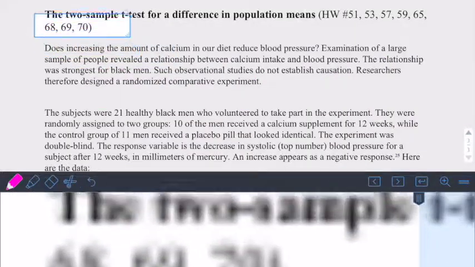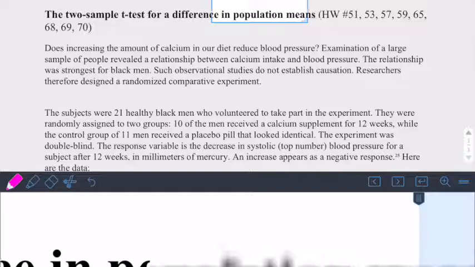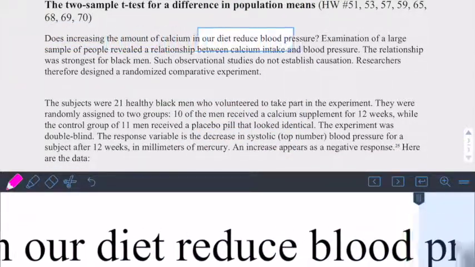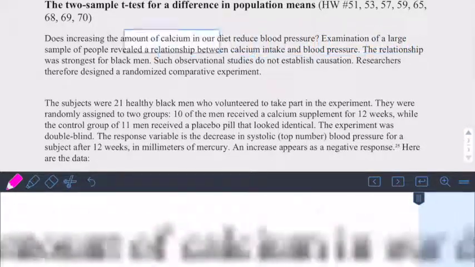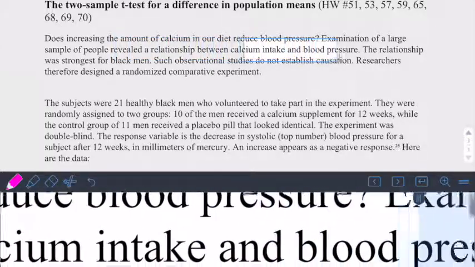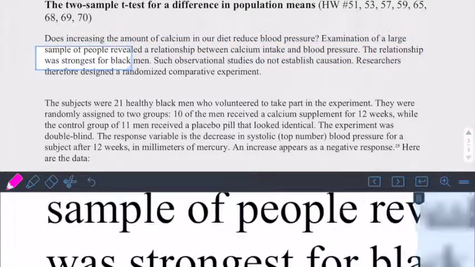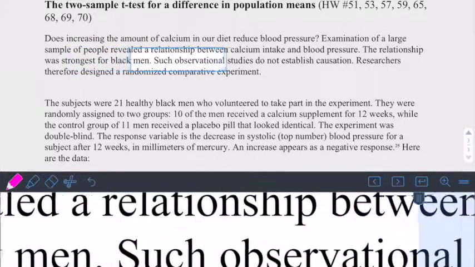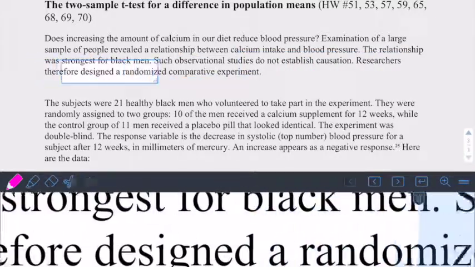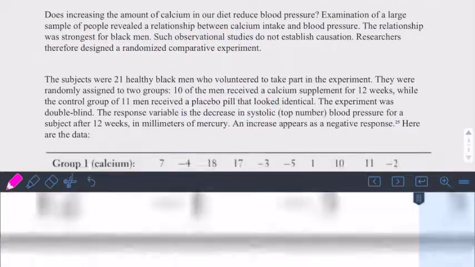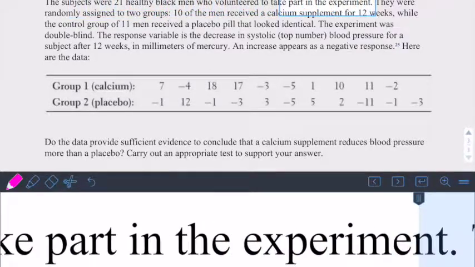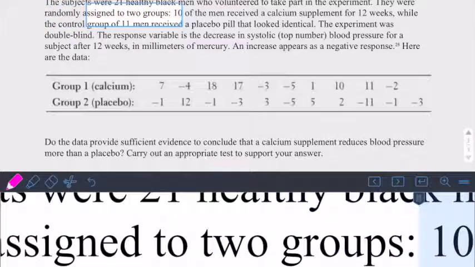And now we'll look at the actual test, the two sample t test for a difference in population mean. So, does increasing the amount of calcium in our diet reduce blood pressure? Examination of a large sample of people revealed a relationship between calcium intake and blood pressure. The relationship was strongest for black men. Such observational studies do not establish causation. Researchers therefore designed a randomized comparative experiment. So the subjects were 21 healthy black men who volunteered to take part in the experiment. They were randomly assigned to two groups.